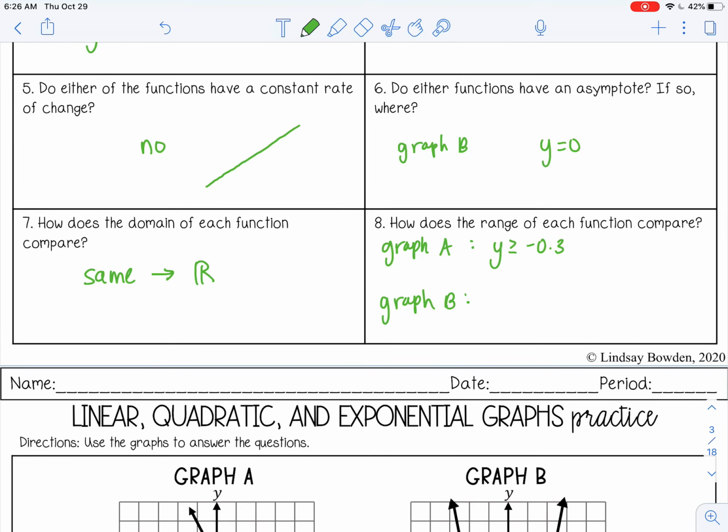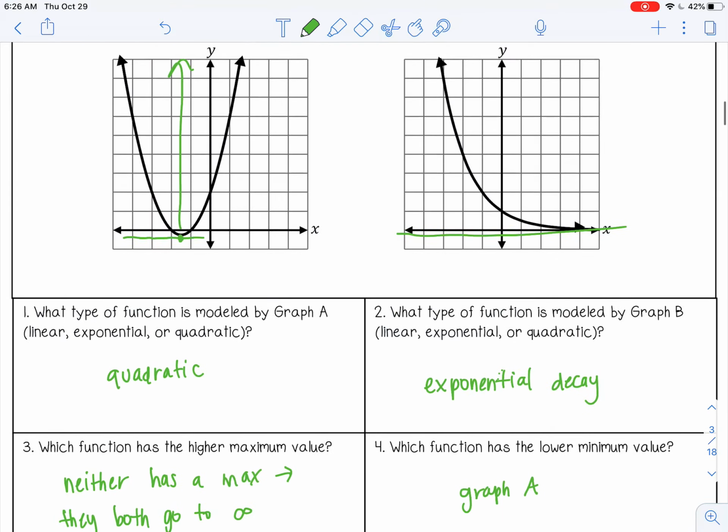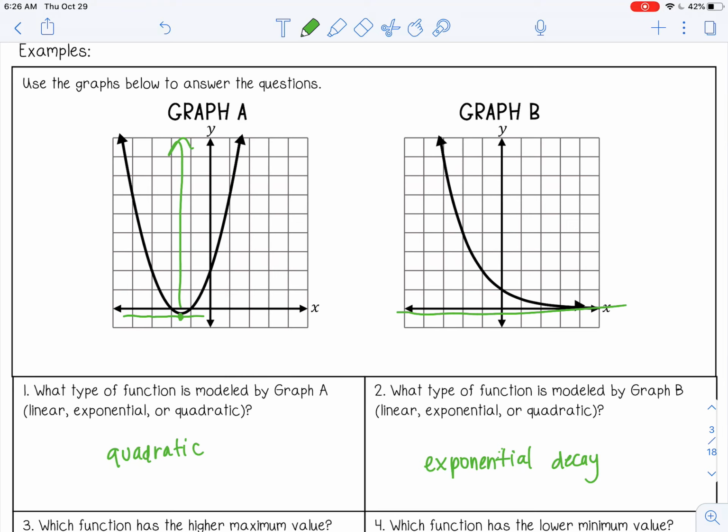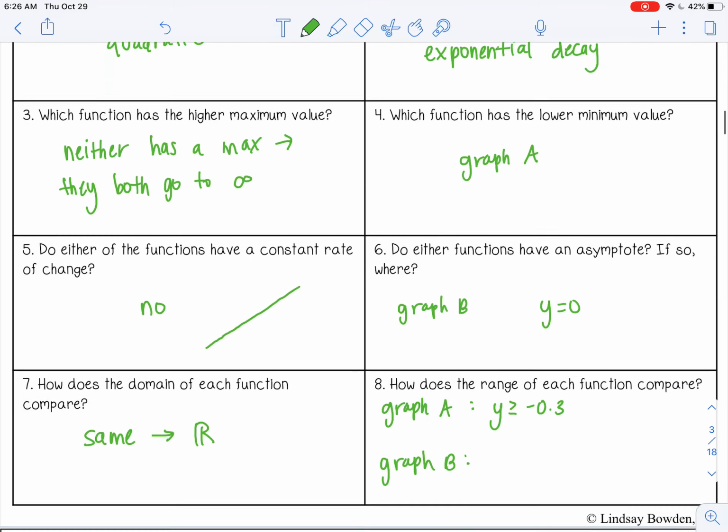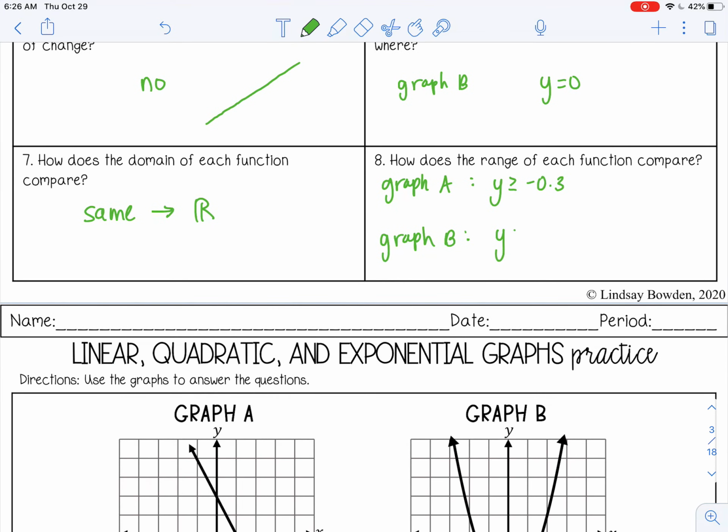All right, let's scroll back up and see for graph B. So graph B is everything from here up, but remember it has that asymptote, so it doesn't actually touch at 0, but it is everything above 0. So we're going to write that as y is greater than 0, but not equal to. Okay, you can stop your video now and complete your practice.